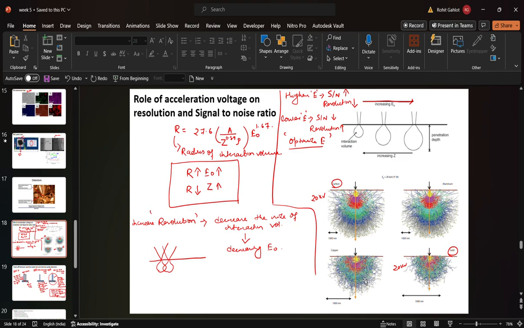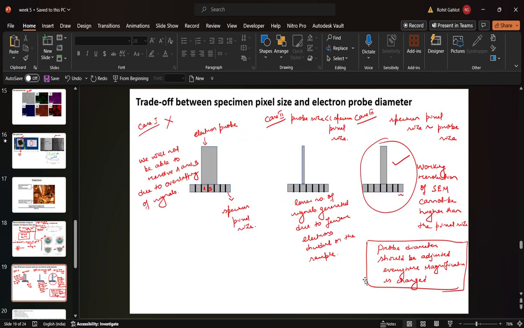Now let's see the trade-off between the specimen pixel size and the electron probe diameter. So here, in case one, your electron probe is here. We will not be able to resolve A and B because of overlapping of the signals, right? Here you can see that the probe is bigger than your specimen, so you won't be able to clearly differentiate between A and B.